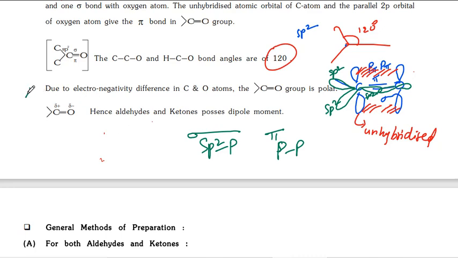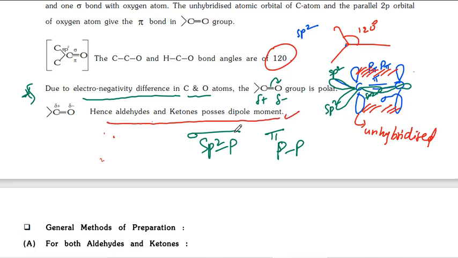Next point: due to the electronegativity difference between carbon and oxygen, this pi bond is polarized towards oxygen. So oxygen gets a negative charge and carbon gets a positive charge. So it has polar nature. Hence, aldehydes and ketones possess a dipole moment. What is the dipole moment? Mu equals e times d. Here e means charge, some partial charge is there. The d means the distance from the carbon center to the oxygen center. It's nothing but the bond length.